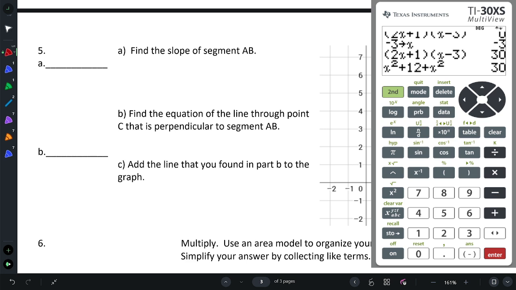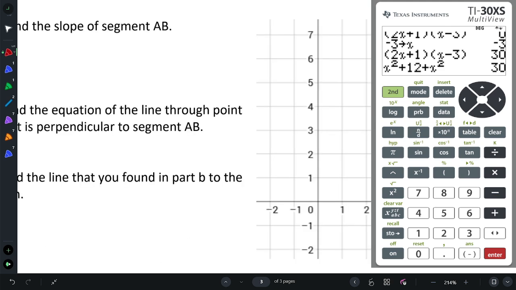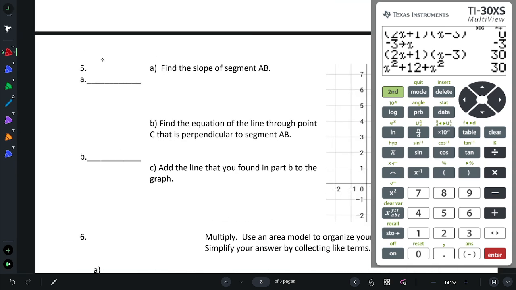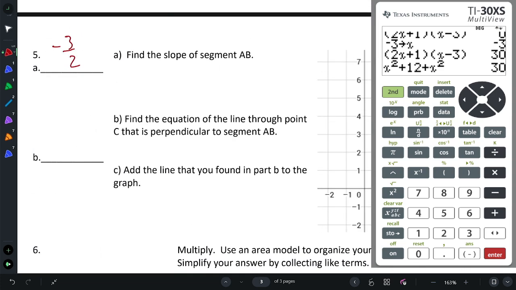All right, let's see. Number 5. It says, find the slope of segment AB. Well, that sounds like a nice thing. It's down 3/2. Looks like the slope of segment AB is negative 3/2. Great. Find the equation of a line through point C that is perpendicular to segment AB. Oh, okay. I gotcha. Well, so first of all, if it's perpendicular, the slope that I have to be using here is positive 2/3.